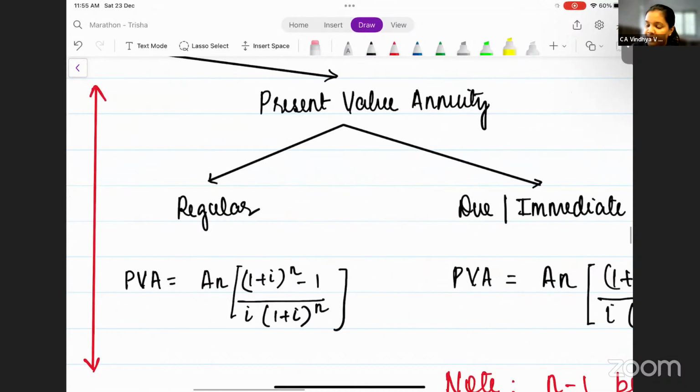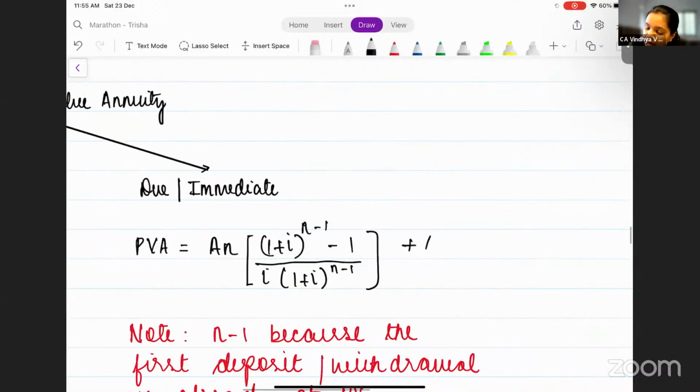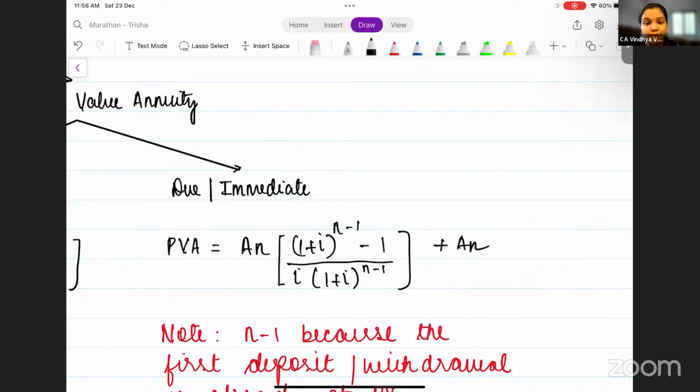Okay. Now, present value annuity, again, you have two formulas, one for regular and one for due. Regular is annuity into (1 plus I to the power n minus 1) divided by I into 1 plus I to the power n. And due is annuity into (1 plus I to the power n minus 1 minus 1) divided by I into 1 plus I to the power n minus 1, plus annuity. Now, I'll explain this particular why is it n minus 1 with the help of a question.